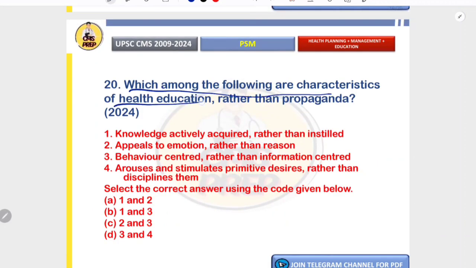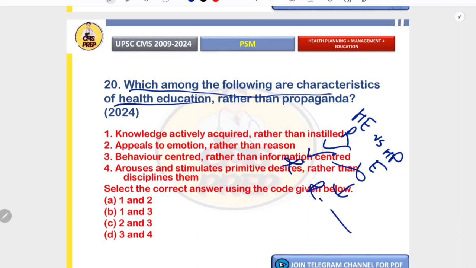Which among the following are characteristics of health education rather than health propaganda? Before discussing, we need to discuss health education versus health propaganda. Health education appeals to reason while health propaganda appeals to emotion. In health education, thought process is present, while in health propaganda there is no thought process. In health education, knowledge is actively acquired, while in health propaganda, knowledge and skill is instilled into the mind. The behavior is reflective here and reflexive there, and the process is behavior centered here while it is information centered there. So this is the basic difference between health education and health propaganda.